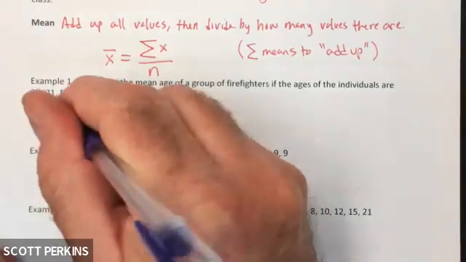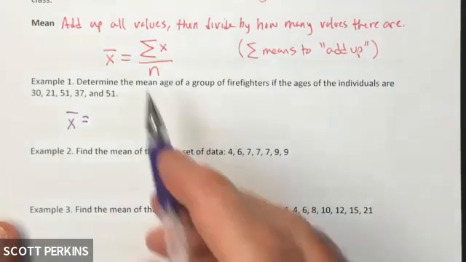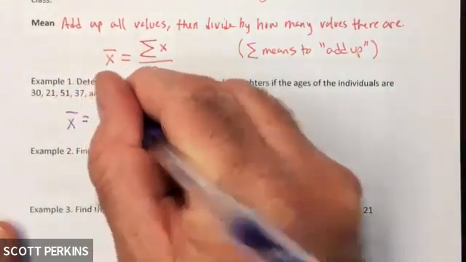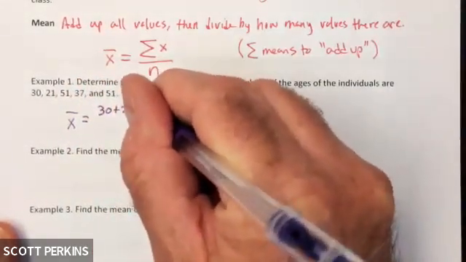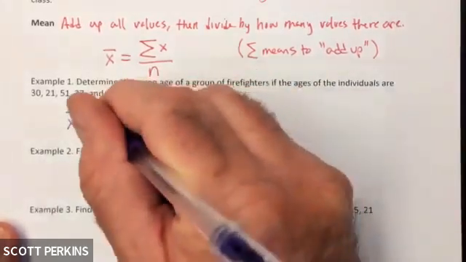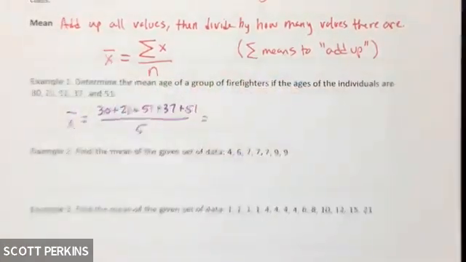Okay, so the mean, I'm going to write this out. You don't have to write this out like this every time, but I'm doing this for your notes. The mean is this. It's the sigma x. It's the sum of the values. So it's 30 plus 21 plus 51 plus 37 plus 51. How many values are there? 5. There we go.